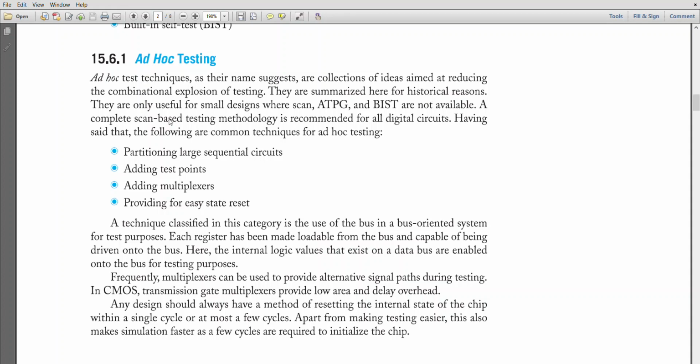A complete scan-based testing methodology is recommended for all digital circuits.